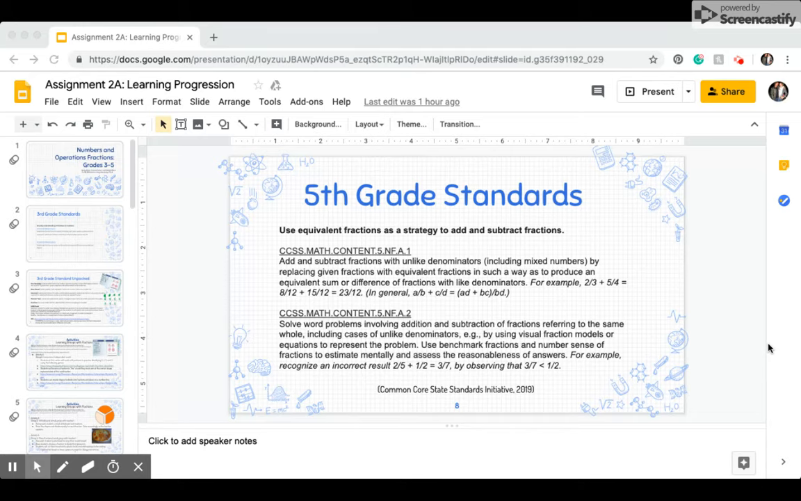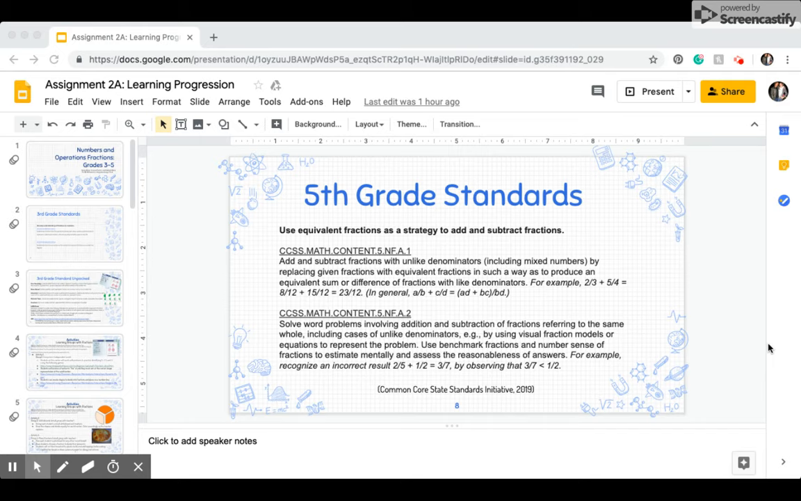5NFA1, asks students to add and subtract fractions with unlike denominators, which includes mixed numbers, by replacing the fractions that they're given with equivalent fractions so that they can do the operation. You can't add or subtract two completely different fractions with different denominators. So we need to get students to recognize when, okay, I can add this or I can't add this, and the same goes for subtraction in terms of fractions.